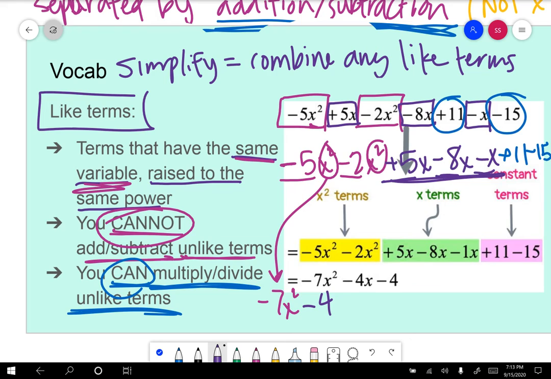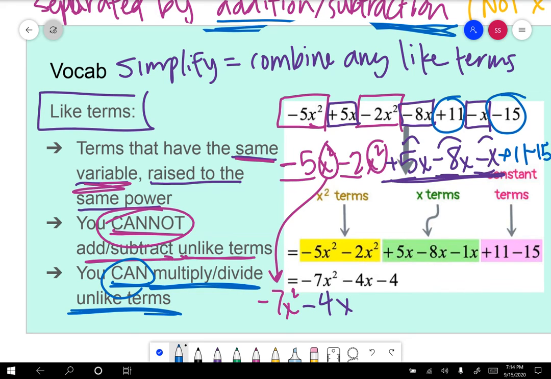And again, we just plop that x right down. Because we're saying we have 5 of some quantity, negative 8 of some quantity, and negative 1 of some quantity. So put them all together and we've got negative 4 of some quantity, meaning x.